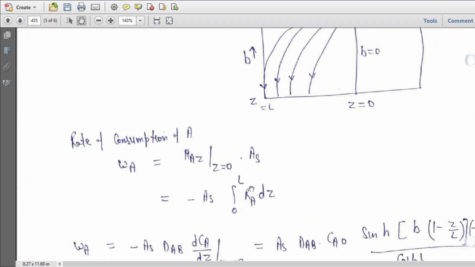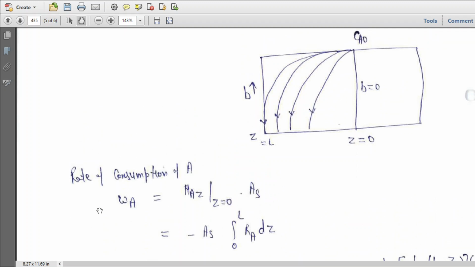Now the rate of consumption of A can be calculated by this. It is NaZ at Z equal to 0 multiplied by the area of the interface. This says that whatever gas A is diffused into the liquid is being consumed, so you multiply by the area. This is the total diffusion of A into the liquid phase, and it is related to the rate of the reaction. So NaZ equals Ra into dz, integrated over the entire film thickness and multiplied by area, gives the consumption of A.